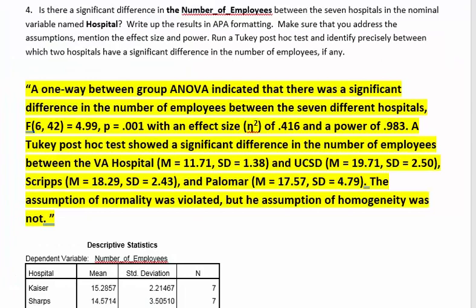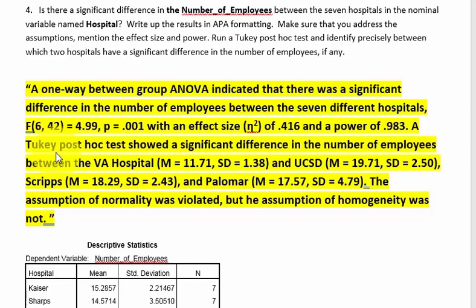A one-way between group ANOVA indicated that there was a significant difference in the number of employees between the 7 different hospitals, F(6, 42) = 4.99, with a probability value of 0.001, with a very strong effect size. That's eta squared, you all, of 0.416, which means that they can explain about 41.6% of the variance in the number of employees between the hospitals. They can explain it because of the way the hospital hires. That's where that comes in, which is very strong. And a power of 0.983. The minimum there is 0.8, so we're good there as well.